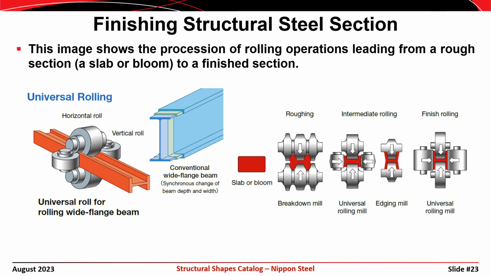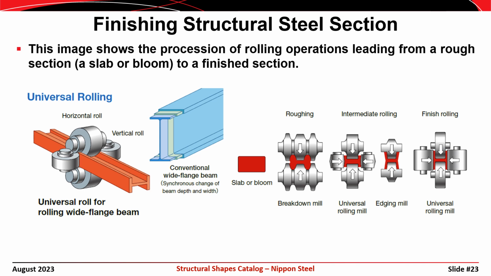Okay, now the process of finishing starts with a rolling operation. The basic idea is that you go through a series of rollers that are the inverse of the shape that you finally want. So you start off with roughing in a breakdown mill, then you go to an edging mill, and then you go to a finishing mill. And by rolling back and forth through a series of big rolling mills, you get from the rough section into your finished section. These slides here to the right of center show the process.